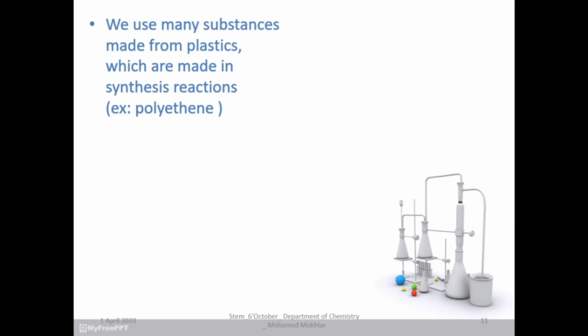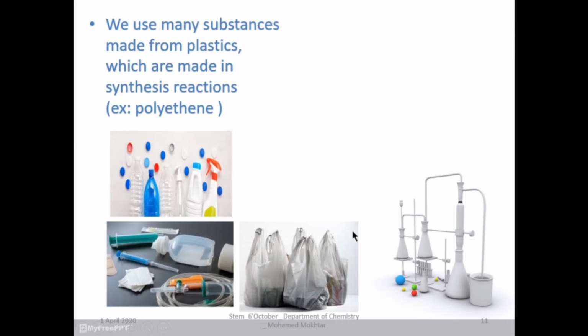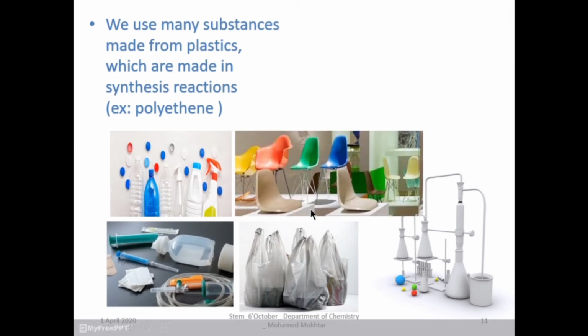Plastic is made by combining simple molecules to make a huge or large molecule, like polyethylene. This type of plastic, we make small bags from it. I show some pictures of uses of plastic in our life. This is a bottle, these are bags, these are some medical tools, this is a chair.